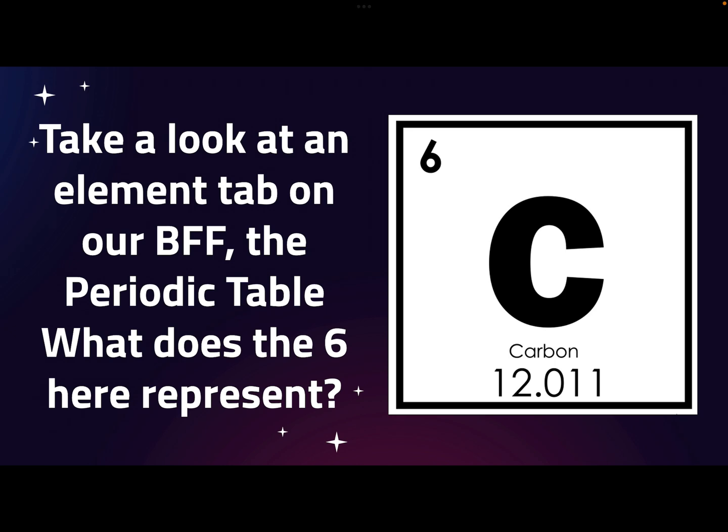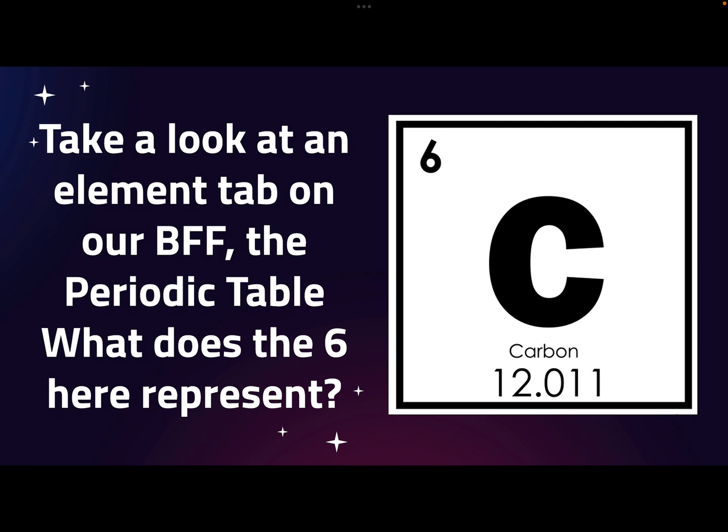So take a look at this little tab right here. This is the elemental symbol for carbon. We're going to analyze this really quick to pick out some information from it. So first things first, what does that 6 represent in the top left-hand corner? And the crowd says, atomic number, Miss Lambert. Yeah, so it represents your atomic number, which means the amount of protons you would have in a carbon atom.